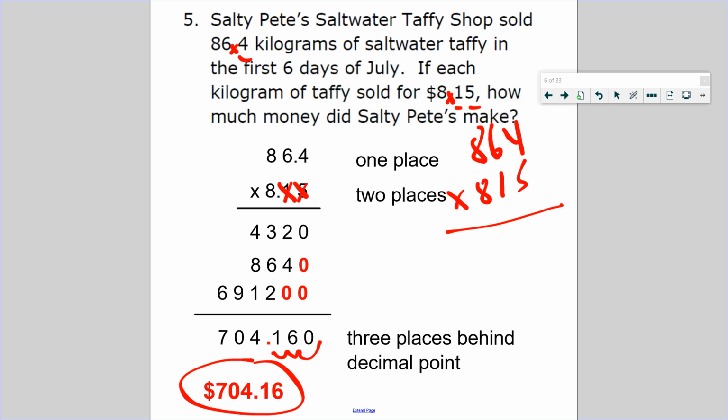To check your work, some kids estimate. There's a kid in one of the classes, not my student, but he does it, 86 is close to 90. 90 times 8 is like 720. Is this kind of close to 720? Yes. So he just estimates, then he figures out where the decimal point goes. That shows true understanding of decimals.